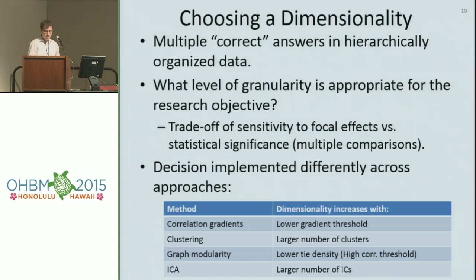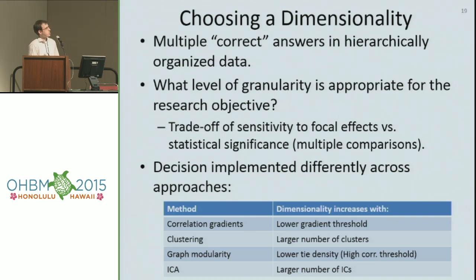So one of the major problems, as previously mentioned, is choosing the correct dimensionality in your data, or what level of granularity do you want to use for your particular research objective. So there is no general solution, and this does depend on the problem you're looking at. So if your ultimate goal was to find group differences from a disease group and a control group, a very fine parcellation would give you sensitivity to differences in very small regions. So there's a trade-off of sensitivity to very focal effects from a fine parcellation versus having the statistical problems of many comparisons.